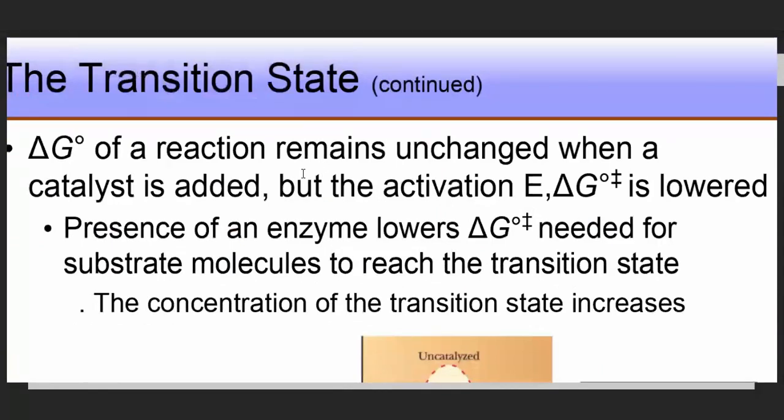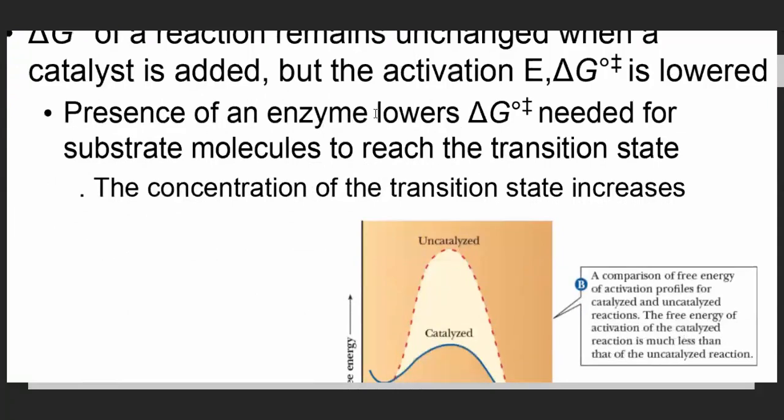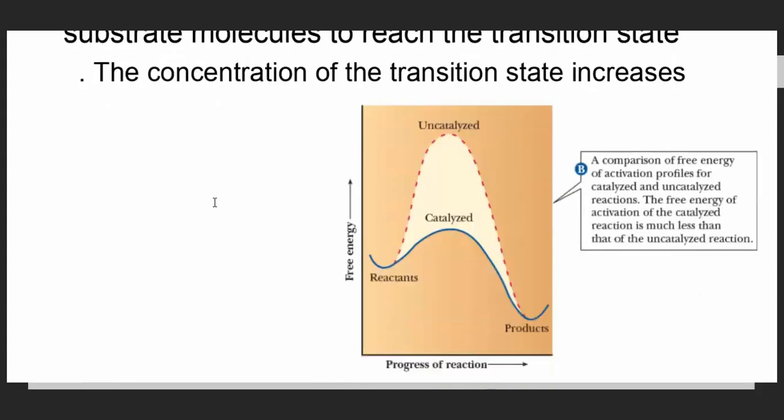So delta G naught of a reaction remains unchanged when a catalyst is added, but the activation energy E is lowered. Here, again, this is a comparison of free energy of activation profile for catalyzed and uncatalyzed reaction. Notice how the free energy of activation of the catalyzed reaction is much less than that of uncatalyzed.